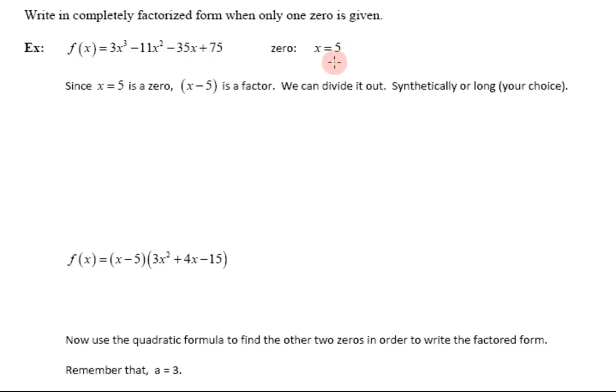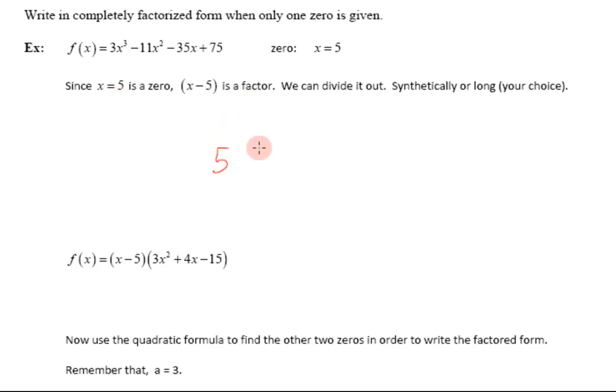Now if they don't tell me all of the zeros, like in this example, look at this function, and they give me one of the zeros. So they say x equals 5 is a 0. If that's a 0, x minus 5 is a factor, right? I know one factor, but how many zeros are there in a cubic function? 3. So I want to find the other zeros. So let's divide this one out, either long division with this or synthetic division with the 0.